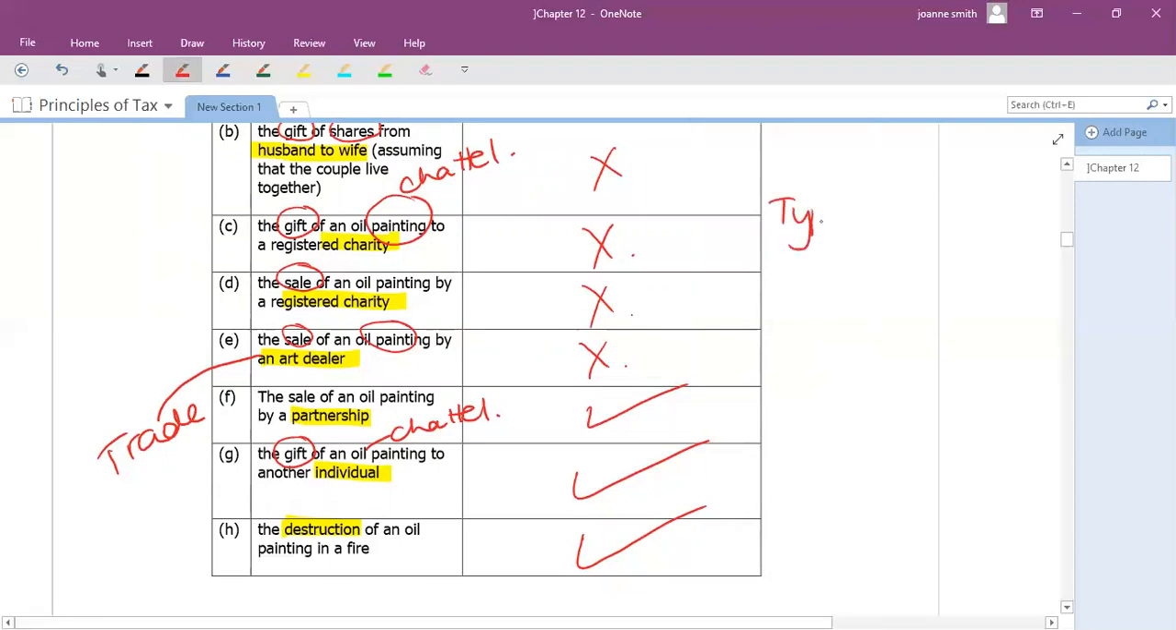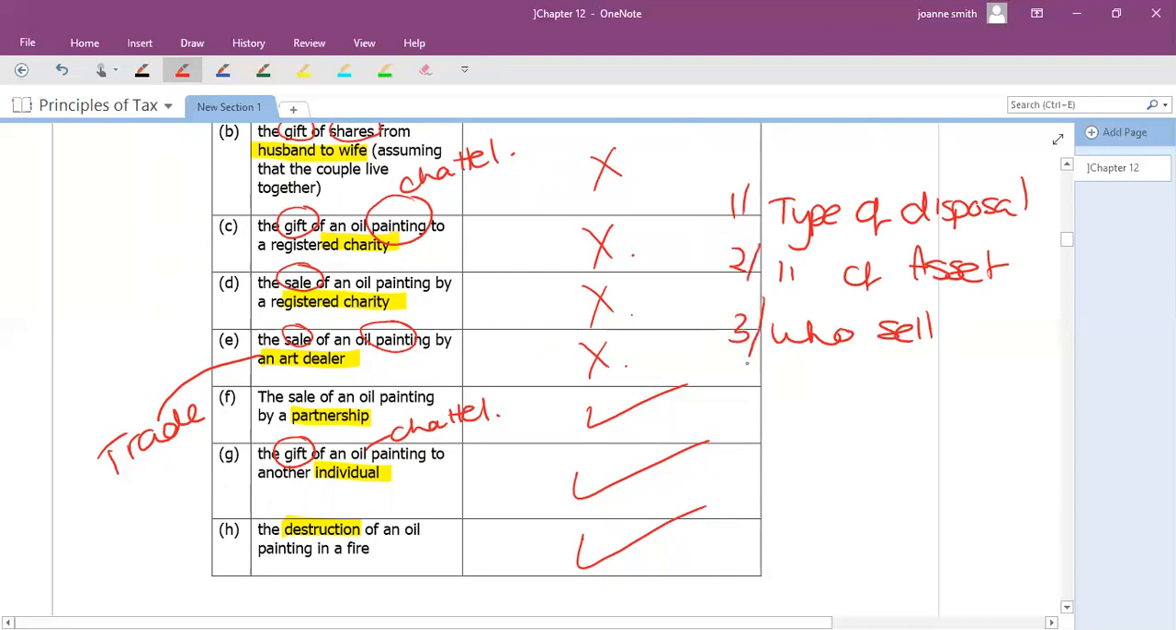So think of the type of disposal, type of asset, and who sells. Try and think of those three things when you're looking at a transaction.